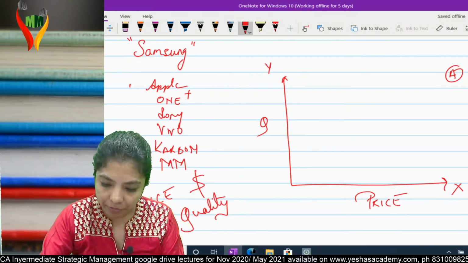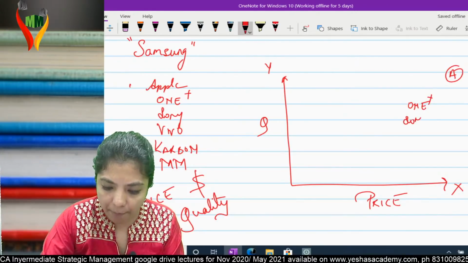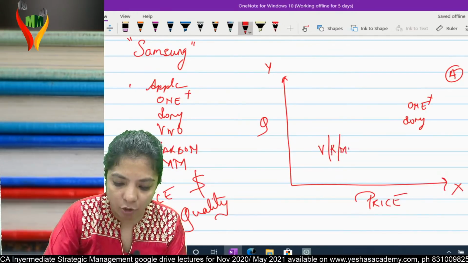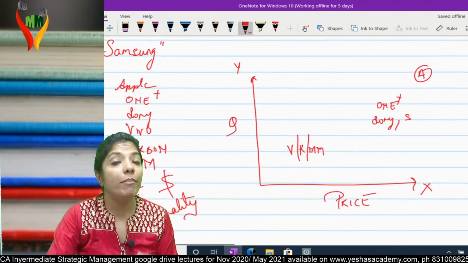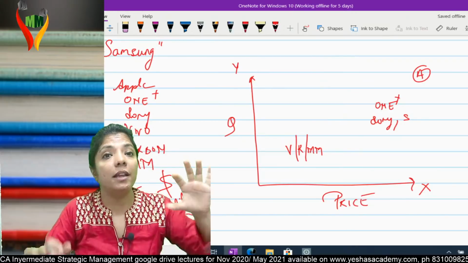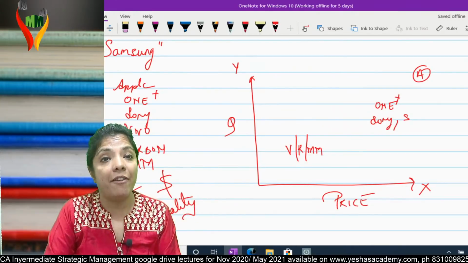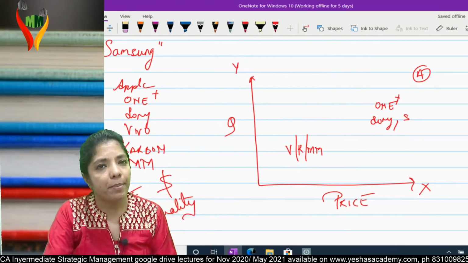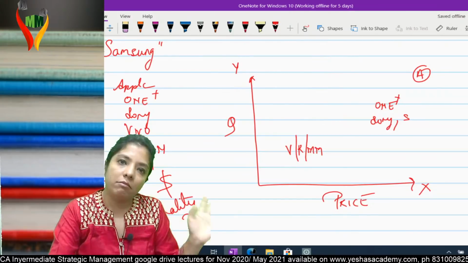So Apple on the top, OnePlus comparatively low price, Sony with Apple only, and Vivo, Carbon, Micromax all down. And I am also here, Samsung. So how many groups do I have over here? Three groups. Why three groups? Because these companies have different characteristics. Apple: high price, high quality. OnePlus: comparatively low price and low quality. But others: low price, low quality.